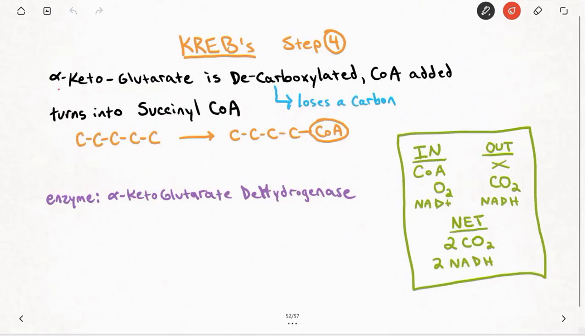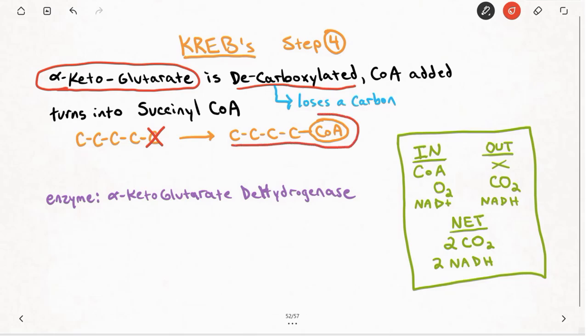Now step 4 is we take that alpha ketoglutarate we just made from the previous step, and that again is decarboxylated, lost another carbon, and so we lose this 5th carbon at the end of the carbon chain, and now we add coenzyme A to it again. And so now we have a 4-carbon chain with a coenzyme A added at the end, which is called succinyl-CoA. That CoA is short for coenzyme A. So when we take ketoglutarate, remove 1 carbon, and add a coenzyme A to it, now it's succinyl coenzyme A.